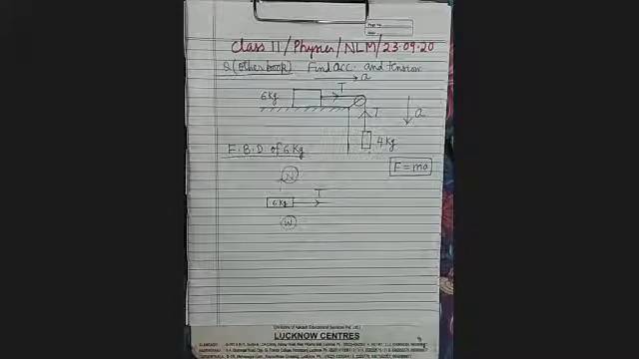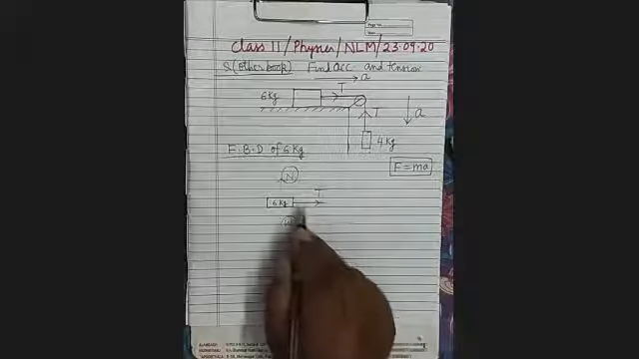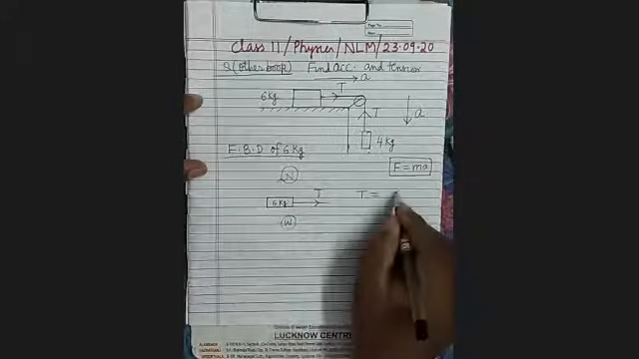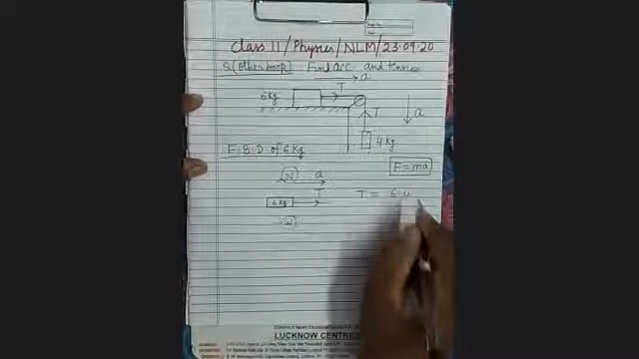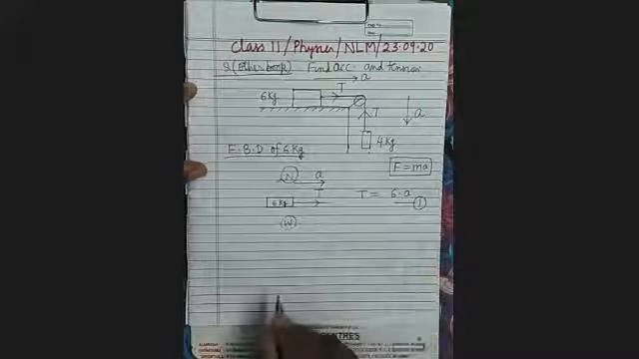So see here, what will be its equation of motion? What is the net force acting upon it? It is T, because no other force is acting in this direction. The net force acting upon it is T. What is its mass? Mass is 6. What is the acceleration? Acceleration we have assumed as a. So T equals 6 into a. This is equation 1.